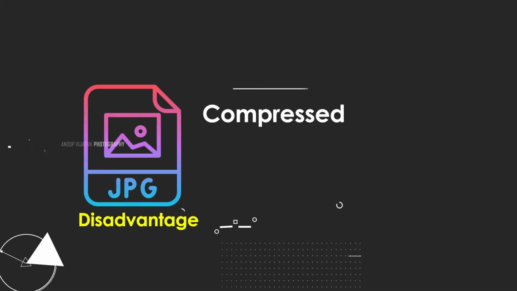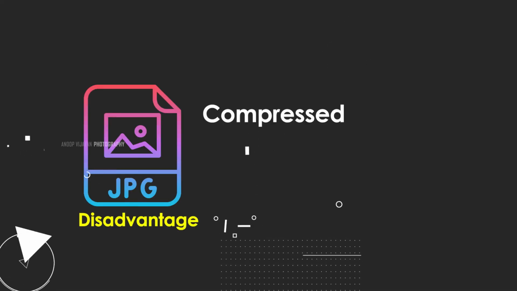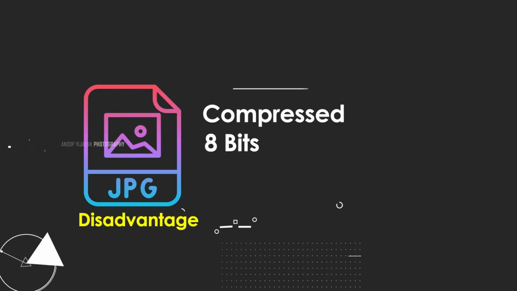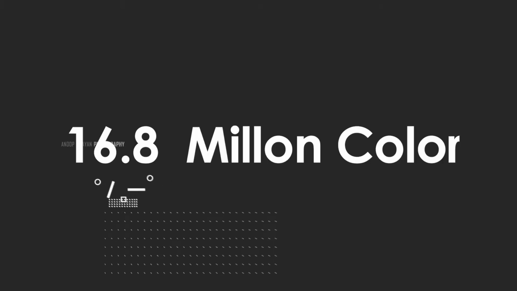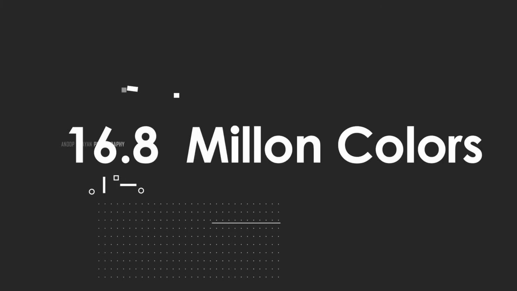When it comes to disadvantages, the first one is that it's already compressed. That means some amount of data is already lost in that file. So that is one problem. Coming to the second point, it's 8-bit. That means due to that, you don't have much color information. Only 16.8 million colors are available in a normal 8-bit file. So due to that, when you have darker shades or brighter information, you cannot control that information easily. That is the biggest problem over here.